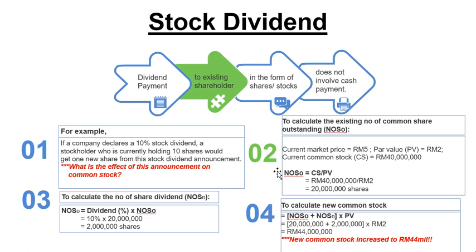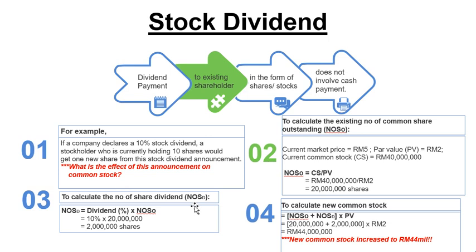To know about that, let's start by calculating the existing number of common shares outstanding. Given this information, market price equal to 5 ringgit, par value 2 ringgit, and current common stock is equivalent to 40 million. The existing number of shares outstanding can be determined by taking common stock divided by par value. And given common stock of 40 million and par value of 2 ringgit, you will get the existing number of shares of 20 million shares.